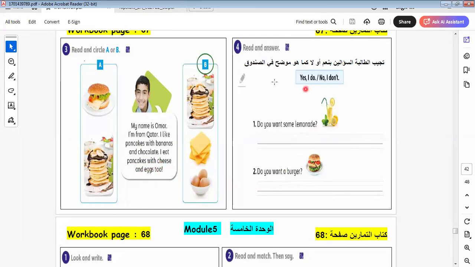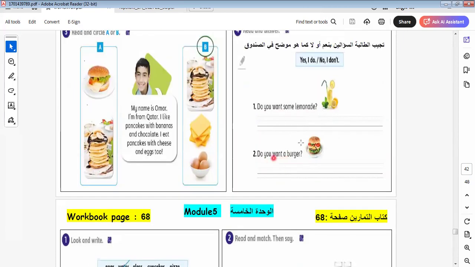Here we say, do you want some lemonade? Here is some lemon. We answer by yes or no. Do you want some lemon? I say here, yes, I do. Here is, do you want a burger? So the answer would be no, I don't. Oh, no, you can say yes, I do. You can say yes or no. Here both will be yes, I do.